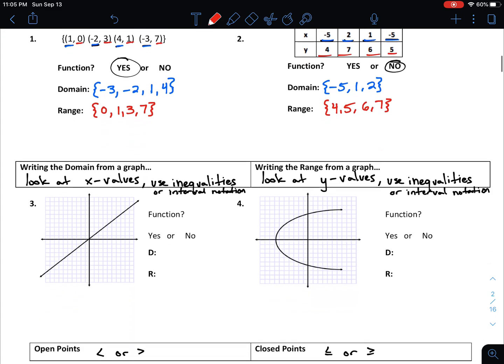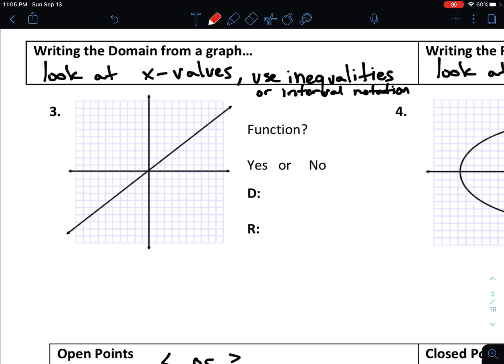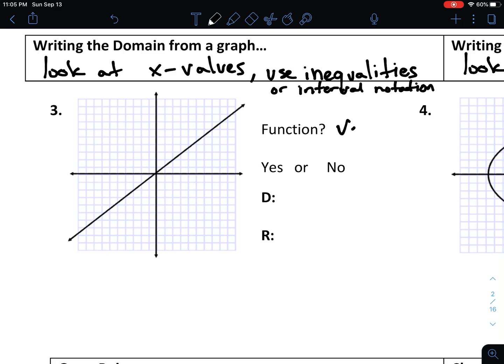All right. Let's next look at how to write domain and range from a graph. So when you're looking at a graph, in order to decide whether or not the relation is a function, you want to look for and test the vertical line test. What the vertical line test says is that if you draw a vertical line through a relation, it should only pass through one point. And it shouldn't matter where you draw that line.